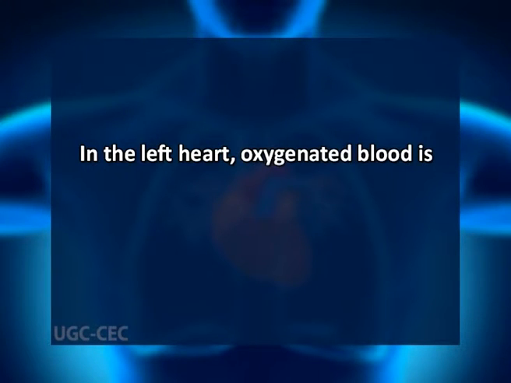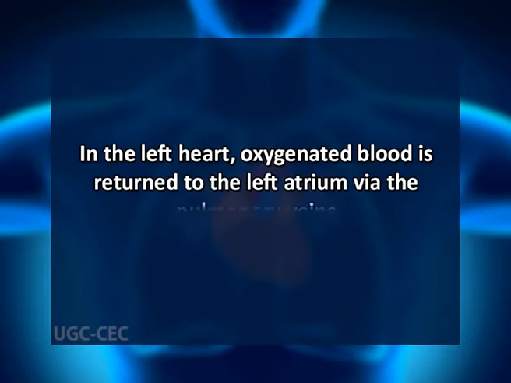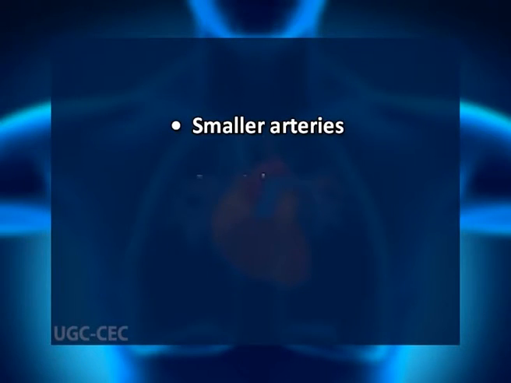In the left heart, oxygenated blood is returned to the left atrium via the pulmonary veins. It is then pumped into the left ventricle through the mitral valve and into the aorta through the aortic valve for systemic circulation. The aorta is a large artery that branches into many smaller arteries, arterioles, and ultimately capillaries. In the capillaries, oxygen and nutrients from blood are supplied to body cells for metabolism, in exchange for carbon dioxide and waste products.